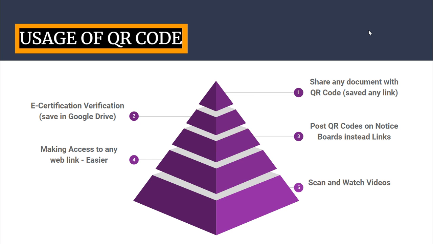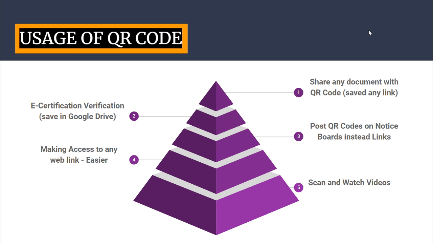And the fourth one is making access to any web link easier. It is always good to post the QR codes instead of sending the link in WhatsApp or Facebook or any other social media app. You can directly post the QR code with your participants.